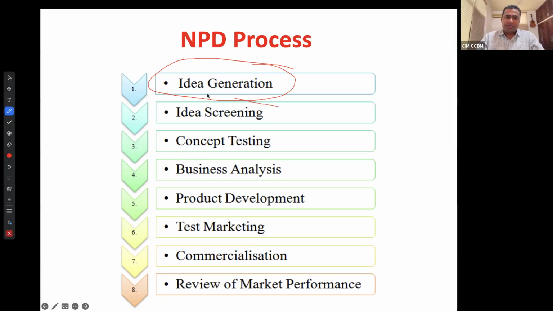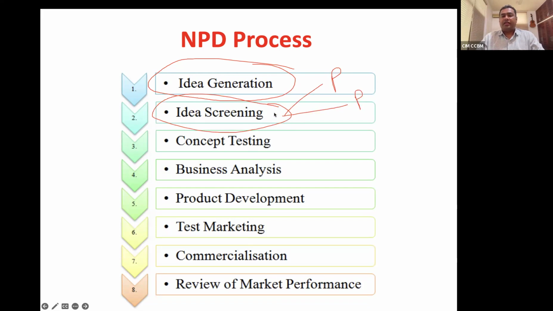The second step is for you to screen these ideas, maybe to understand what are the most profitable, what are the most practical, right? And what are the ideas that will match our competencies, the capability of the organization. So based on that, you drop some ideas. And now you have a few good ideas that are screened.